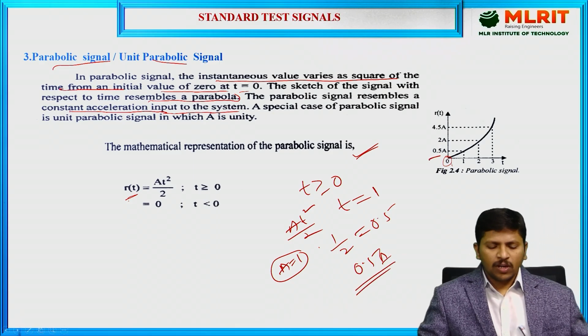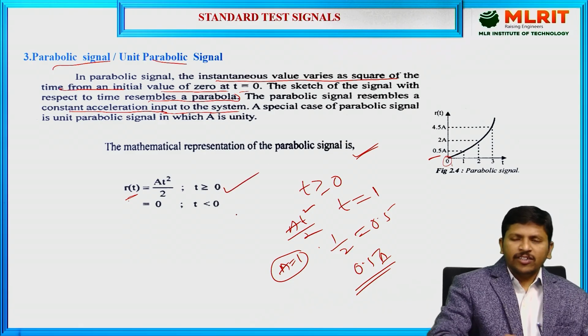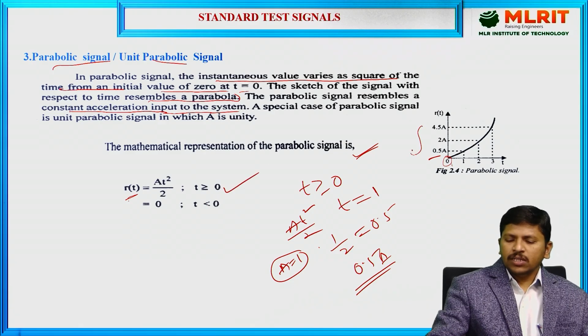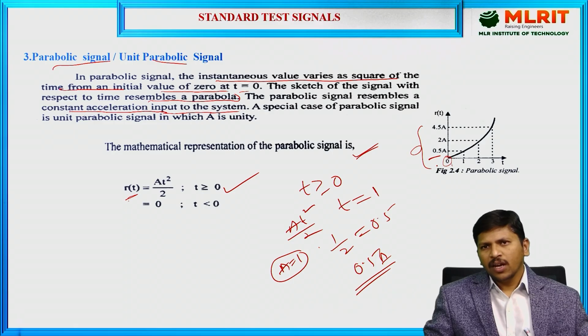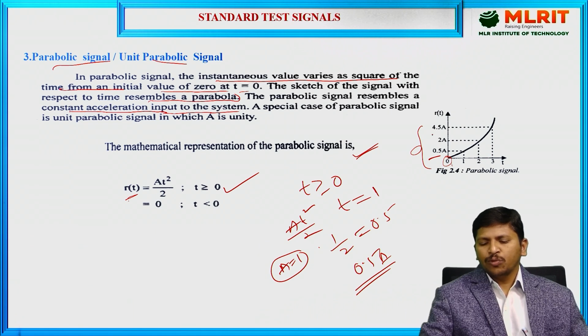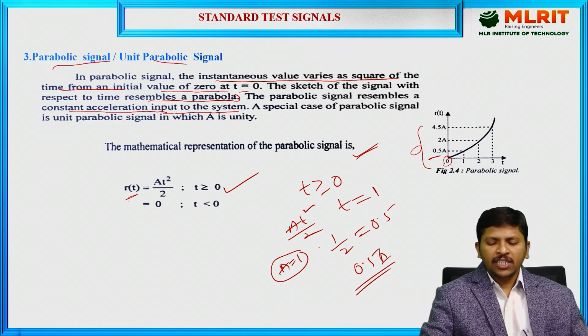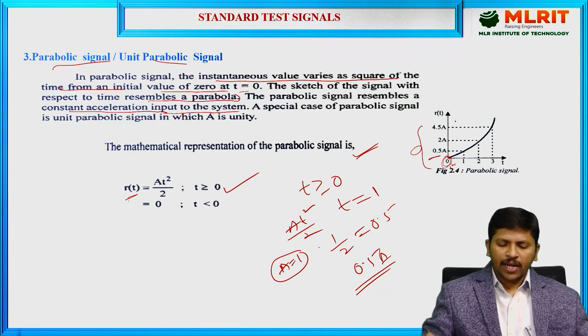Like that, for t equals to 1, t equals to 0, you will get all these values: 0.5a, and for 2, 2 square by 2, so 2a. Next 3 square means 9, 9 by 2 equals to 4.5, and so on. These are the instantaneous squares of the values from the initial value 0 at t equals to 0. This is nothing but the parabolic signal.